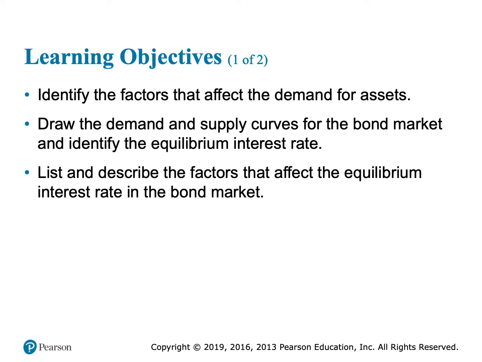We'll want to be able to list and describe all of the factors that affect the equilibrium interest rate in the bond market. So we're going to want to know our two players very well and what causes them to supply and demand bonds. So we'll get very intimate with the factors that drive bond demand and the factors that drive bond supply. At the end of this, we should be able to have a pretty well-functioning running model of bond markets and interest rate determination.